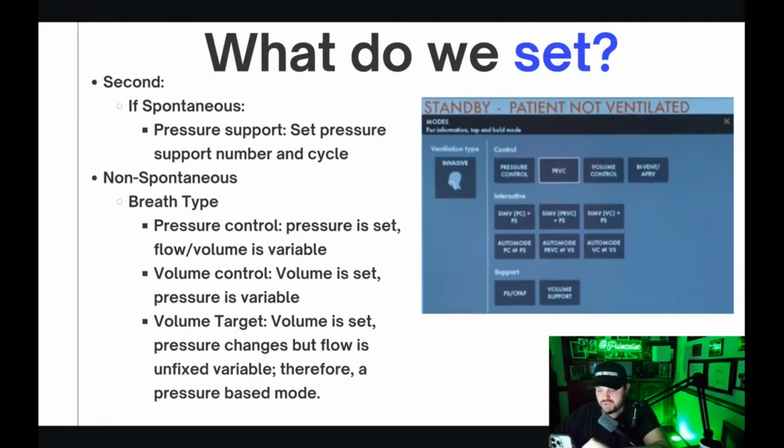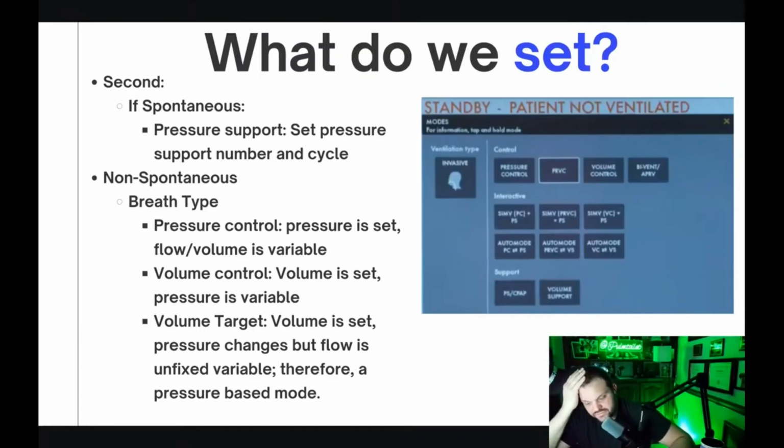Volume target, much to people's surprise, is a pressure controlled mode, but we're asking the vent to get some volume. So it's a pressure controlled mode because the flow is not fixed. So if the patient takes a tremendous breath in, then they're going to get more flow, more volume. And so that's one of the reasons why it's pressure controlled. The other reason why is that the volume is not fixed. The third reason why is that during the inspiratory time, the pressure doesn't change. It's whatever the vent decides it should be. So that's why PRVC, volume targeted, these are pressure control modes.